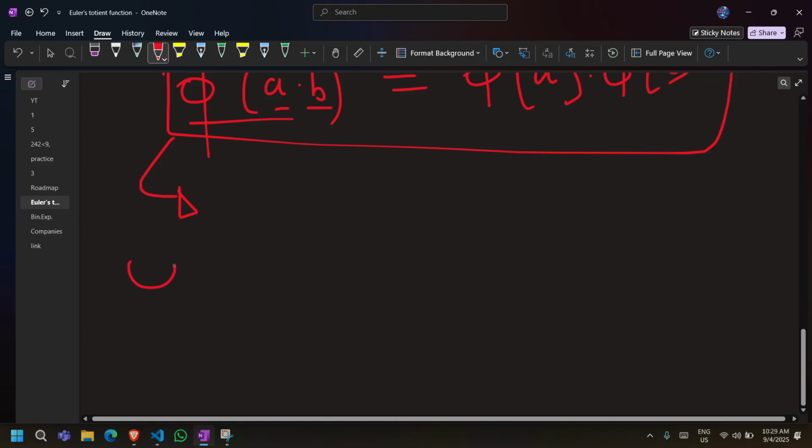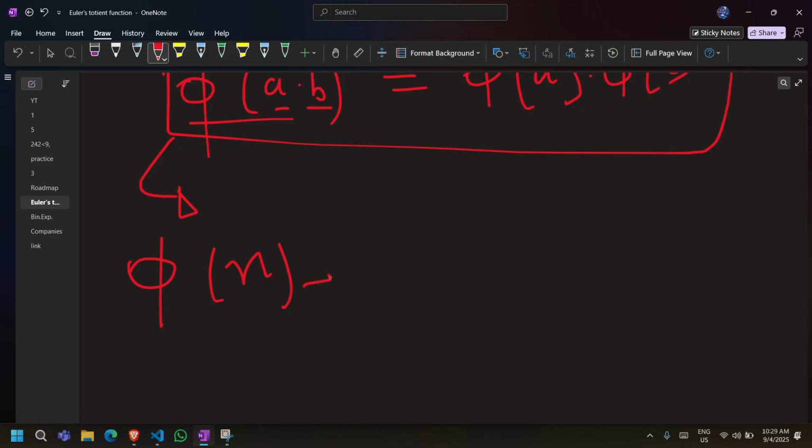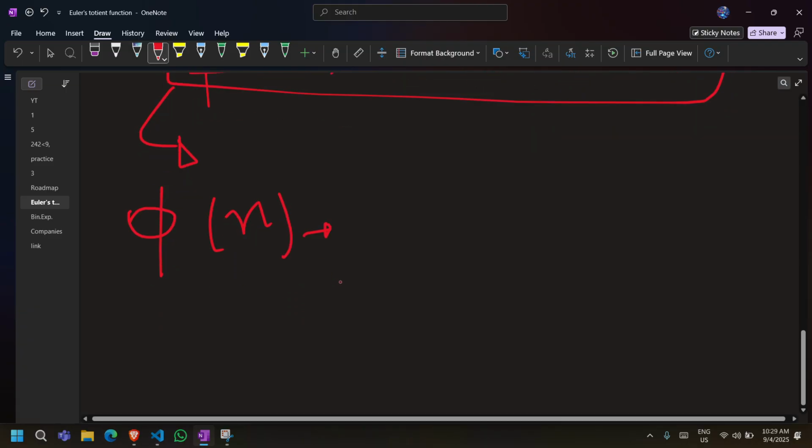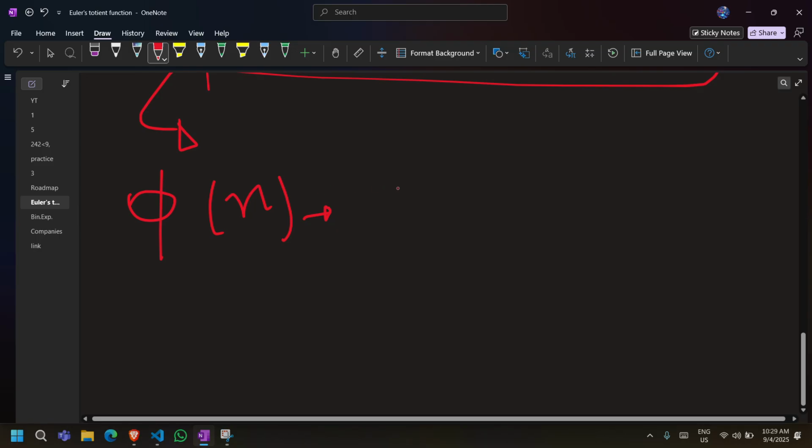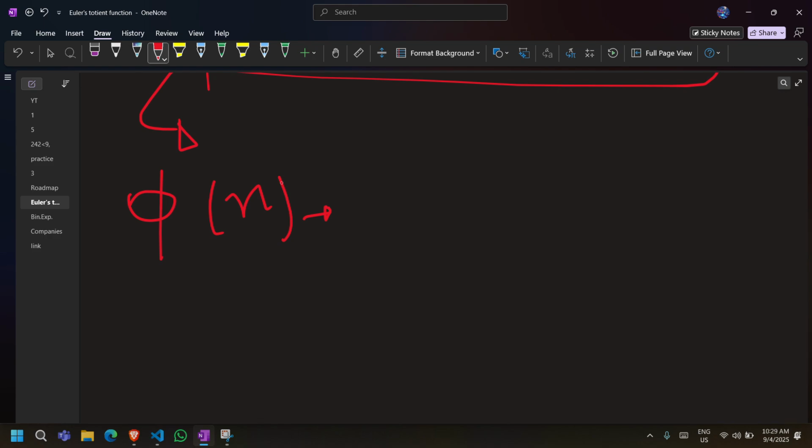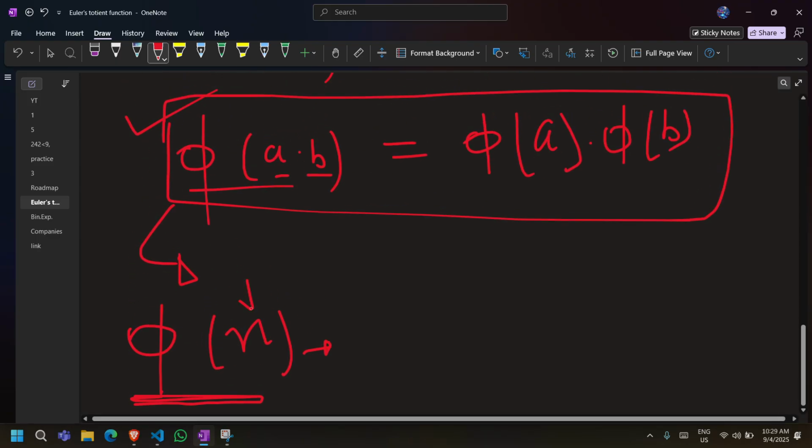Now, how to find phi of n efficiently? First, you can simply run a loop from 1 to n and check which numbers have GCD 1 and add 1 to the count. A fast way to do this is basically to find the prime factorization of n.